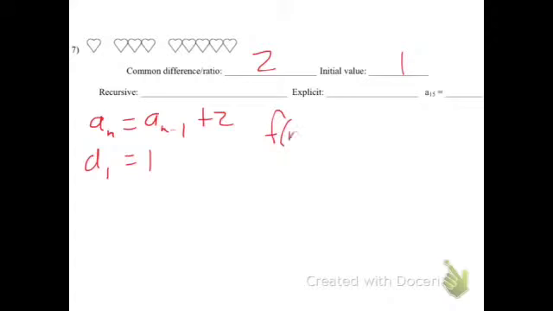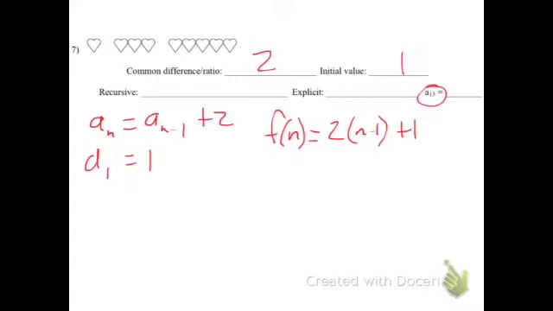Okay. Moving on to 7, again, initial value is 1. The common difference on this one is 2. It's an arithmetic sequence, adding 2 each time. So the recursive function would say a sub n equals a sub n minus 1 plus 2, and a sub 1, the initial value, is 1. The explicit function will say f of n equals 2 times n minus 1 plus 1.